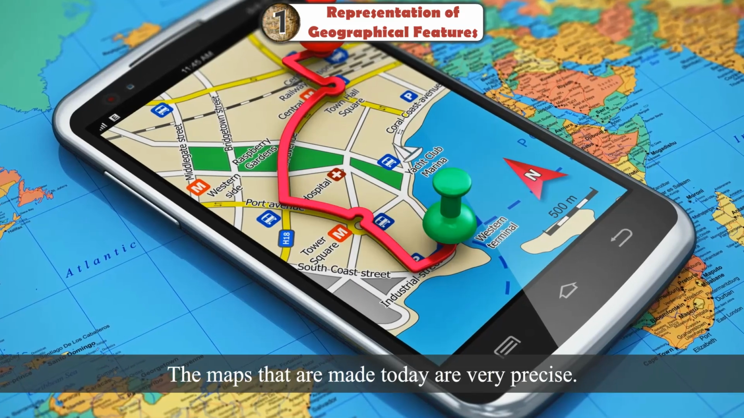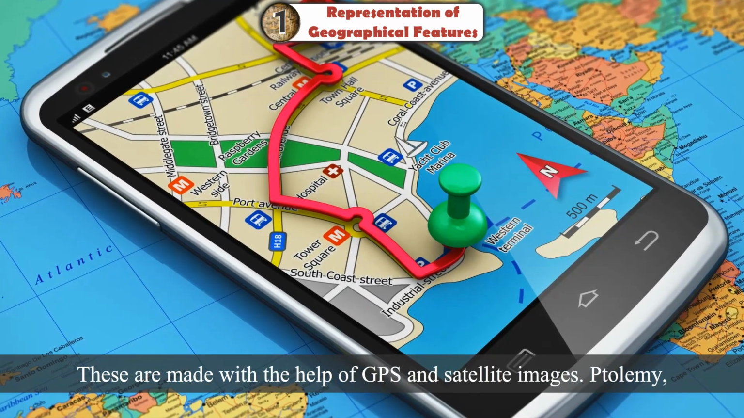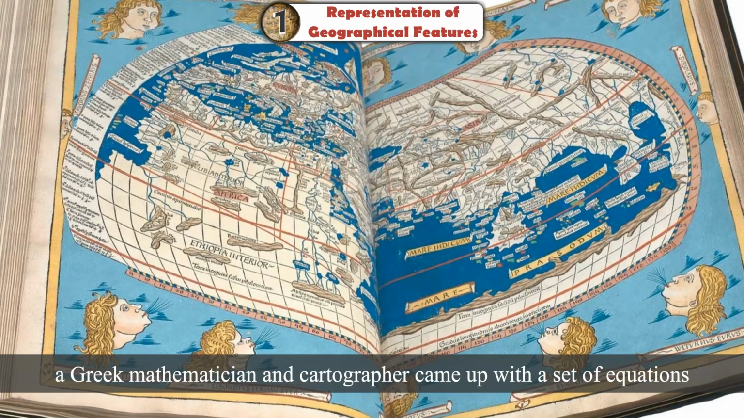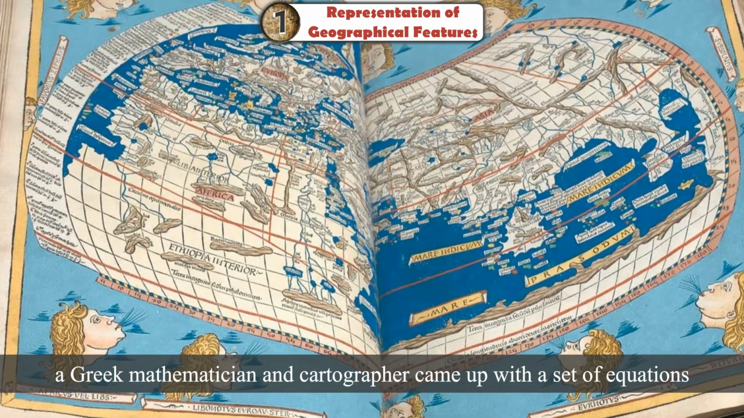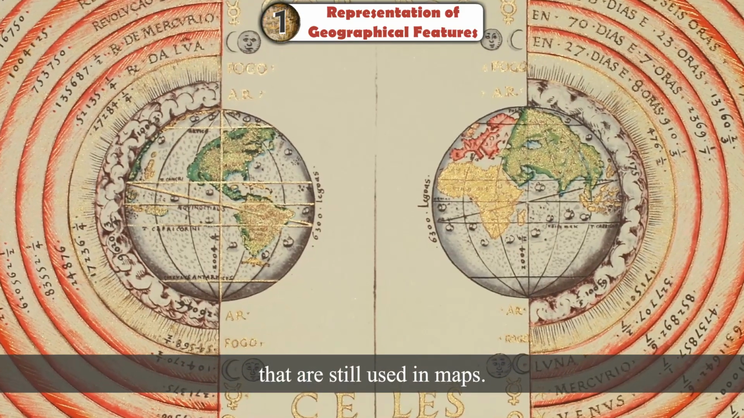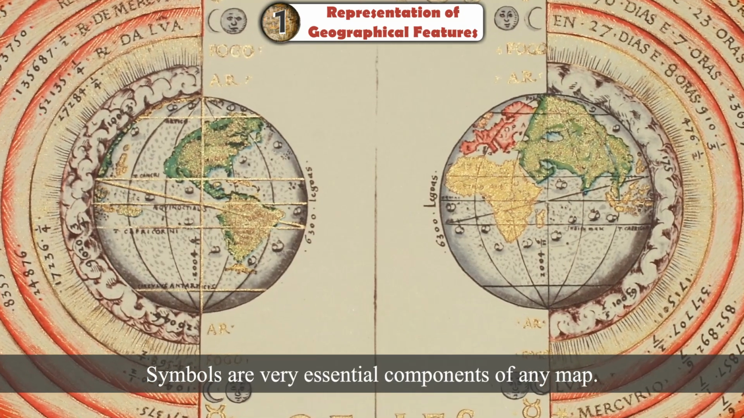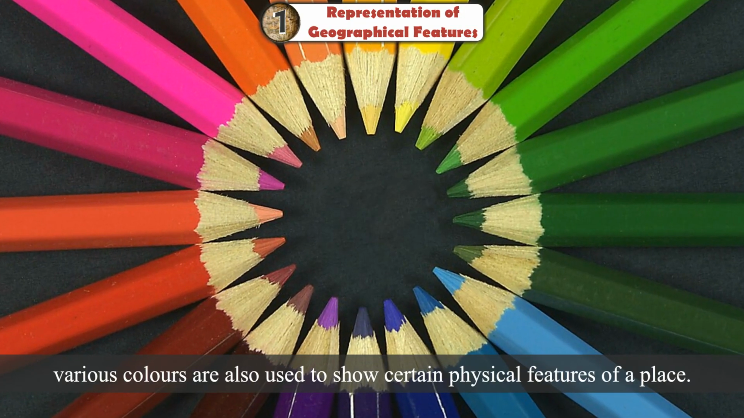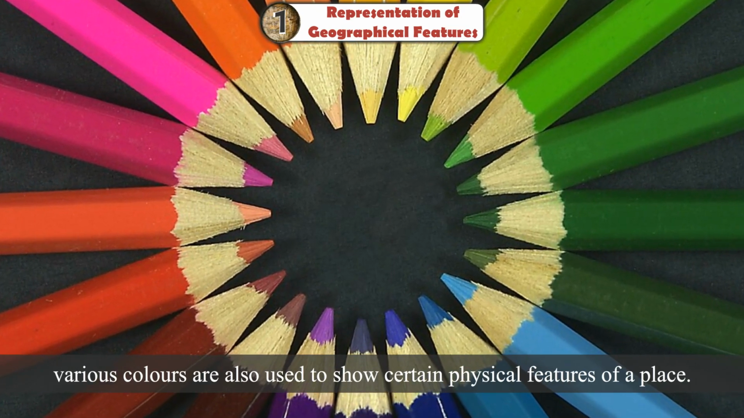The maps that are made today are very precise. These are made with the help of GPS and satellite images. Ptolemy, a Greek mathematician and cartographer, came up with a set of equations that are still used in maps. Symbols are very essential components of any map. Besides these symbols, various colors are also used to show certain physical features of a place.